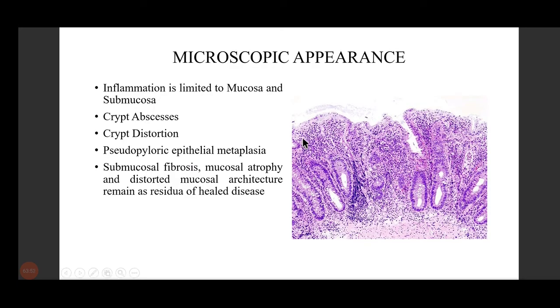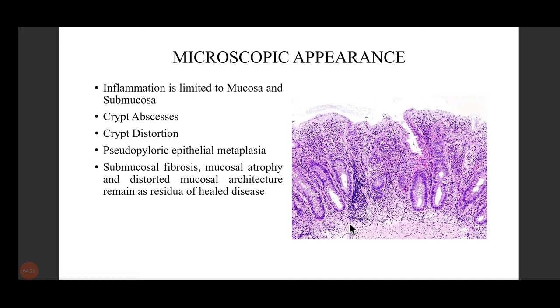Microscopic appearance. Inflammation is limited to the mucosa and submucosa. There is crypt abscess and crypt distortion. This is a crypt. Sometimes you'll see the inflammatory infiltrate in the lumen, which is forming the ulcers, and you'll see the abscess formation and cryptitis here. All this inflammation and cryptitis you'll see.